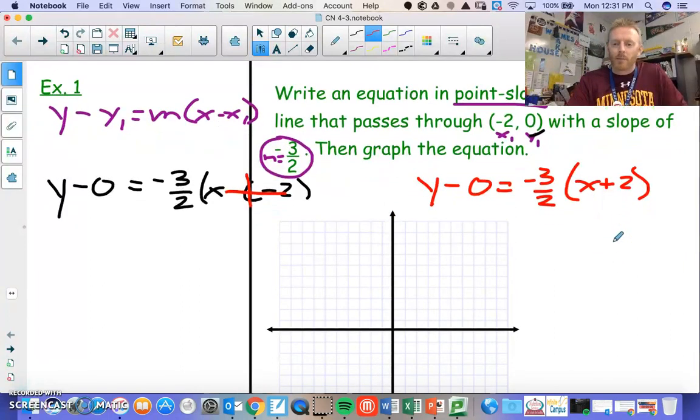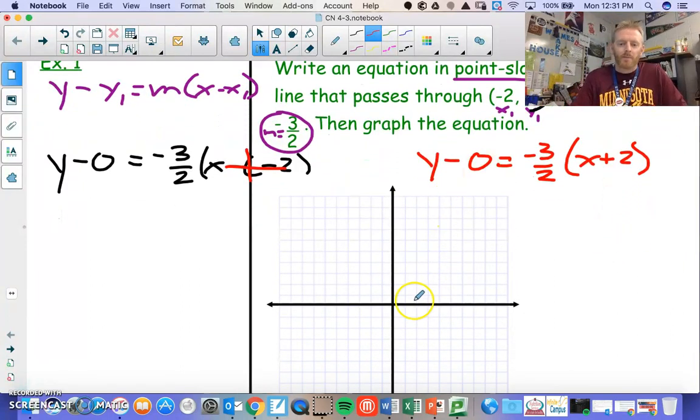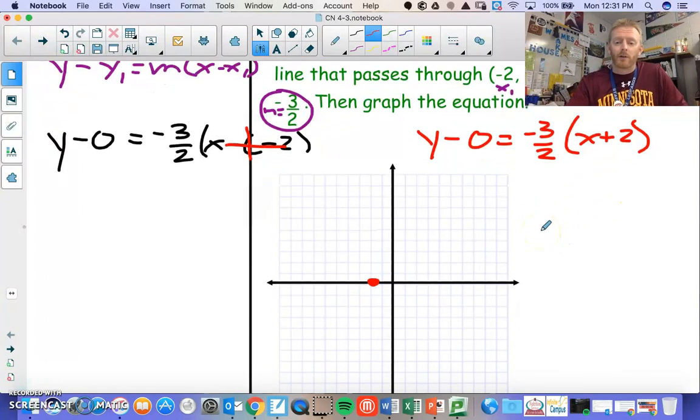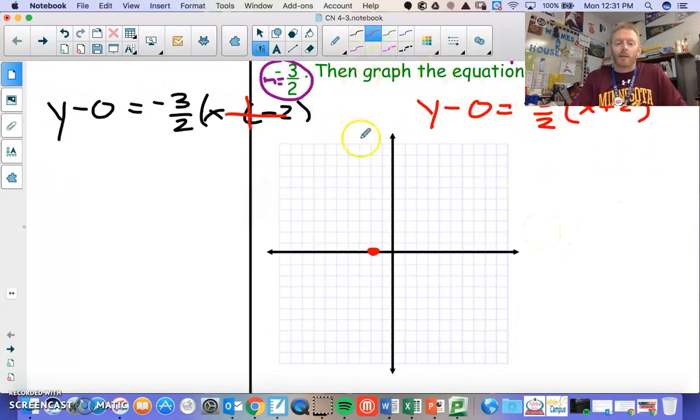So we're going to take that point of -2, 0. We're going to put that dot down, and then we're going to graph our slope of -3/2. So when we graph -3/2, that's us going down 3 and to the right 2, make it another dot. And then we're just going to repeat that pattern. Down 3, to the right 2. Remember that we're doing this because -3/2 is the rise over the run. So we're rising -3 and running 2.